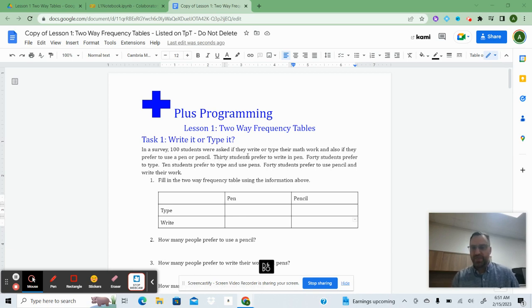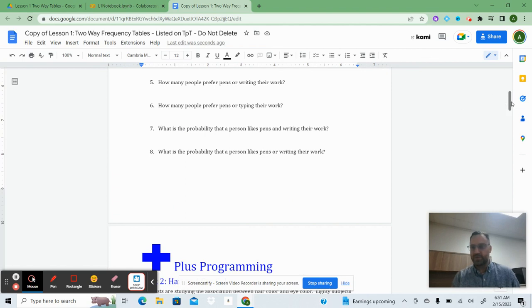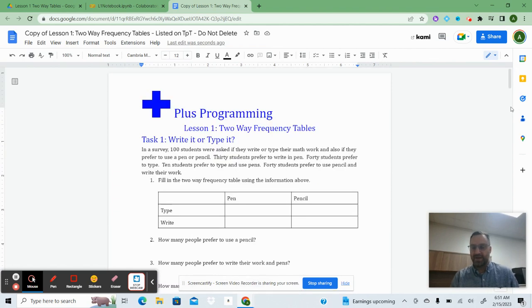So 30 students preferred to write in pen. I'm going to put that down here in this table, and writing in pen would be this 30. And then here, 40 students prefer to type. So this total out here is going to be 40. And then 10 students prefer to type and use pen. So this is 10 here.